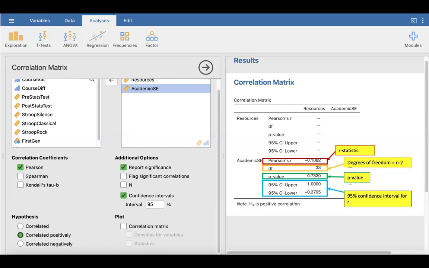When you write them out in APA style, which is the next video, you will want to report the mean and standard deviation of each variable. And so you can do that using exploration. You can always go to videos on descriptive statistics if you need some help with that.